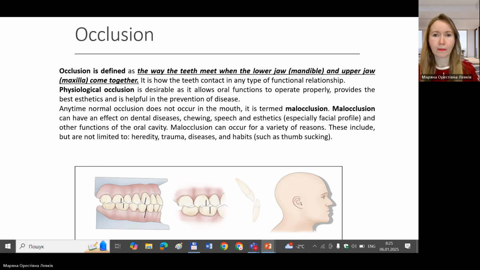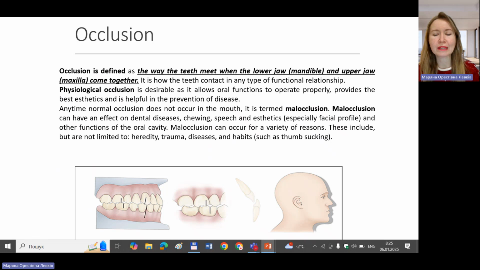Occlusion. Occlusion is defined as the way the teeth meet when the lower jaw and upper jaw come together. It is how the teeth contact in any type of functional relationship. Physiological occlusion is desirable as it allows oral functions to operate properly, provides the best aesthetics, and is helpful in the prevention of disease.